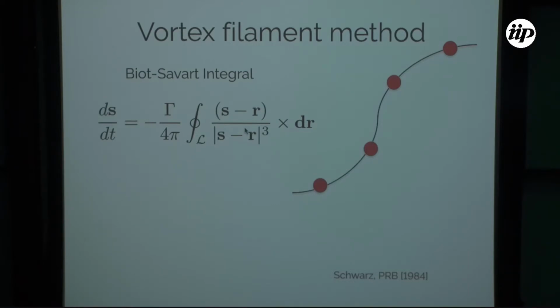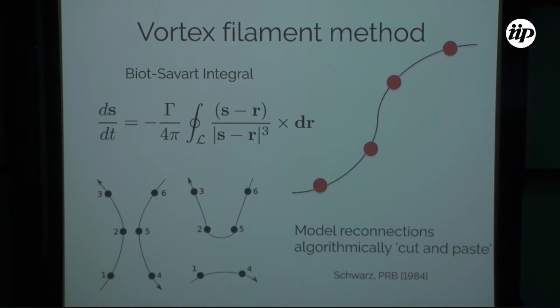There's a precedent for how to desingularize this integral. And there is a drawback that reconnections are not part of this model, and we have to force them in this sort of hand-wavy manner by algorithmically cutting and pasting quantized vortex lines. But there's been a little bit of work to show that they're at least robust, depending on the procedure that you take to do this chopping and pasting. Okay, so with these caveats in mind, we're going to move forward with this model.